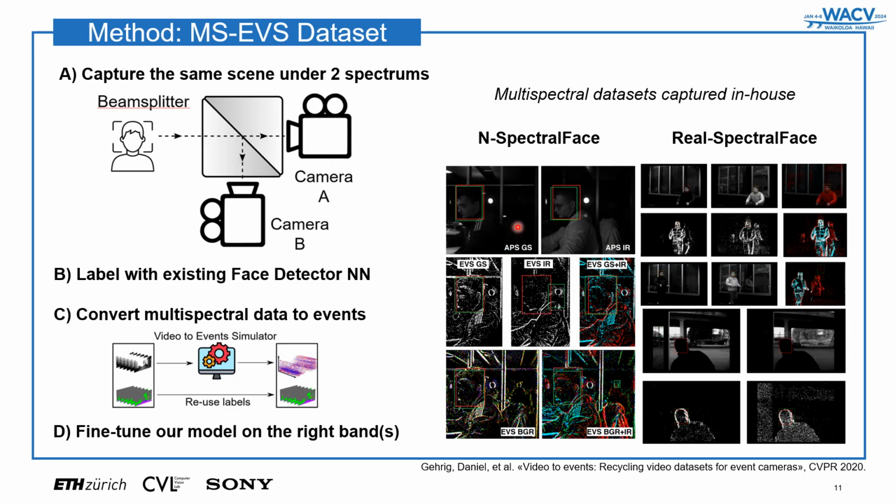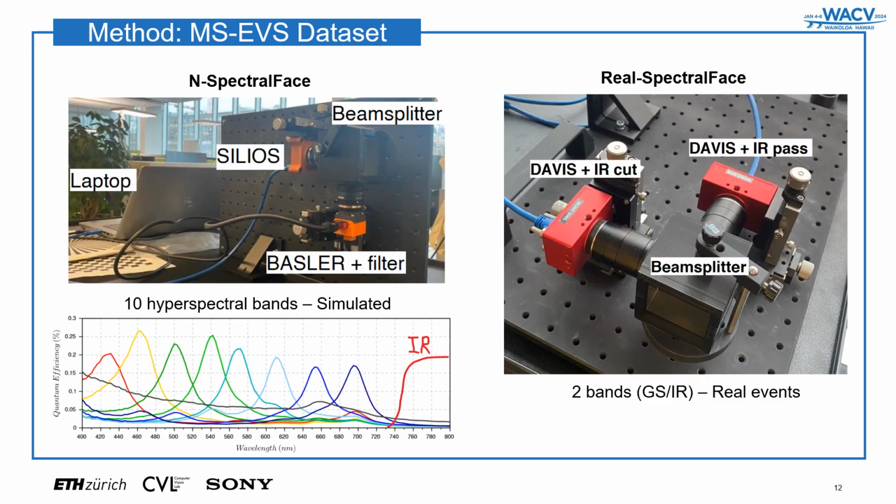On the second hand, N-SpectralFace and RealSpectralFace are datasets that we captured and labeled ourselves. In order to explore the benefits of multispectral bands for event-based data, we needed multispectral data. So we used a beam splitter setup to capture the same scenes using a multispectral camera and an infrared camera. This way, we're able to anticipate how multispectral events would look like, and we can fine-tune our face detector models accordingly. For your information, these are the exact setups we used to capture N-SpectralFace and RealSpectralFace.